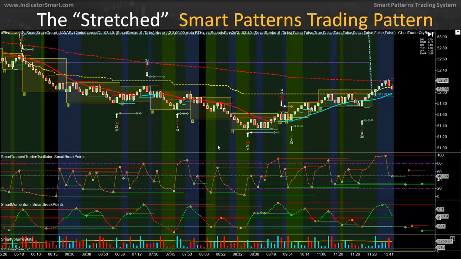Let's start at the one at 540 or so. You can see that the smart momentum has broken above a prior line, and also the trap trader oscillator broke through a line just by a little bit there, and then you got the reversal bar and the sell there.